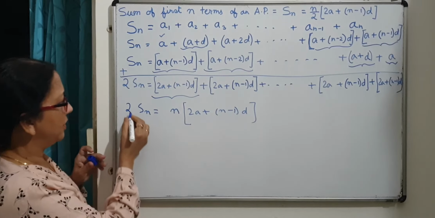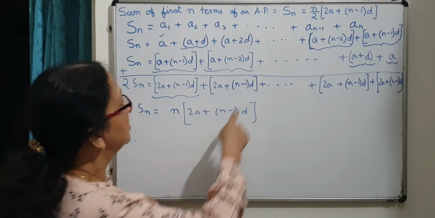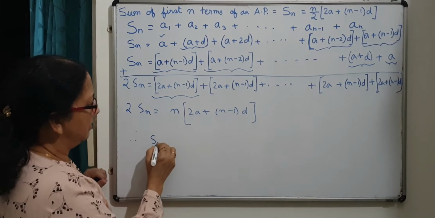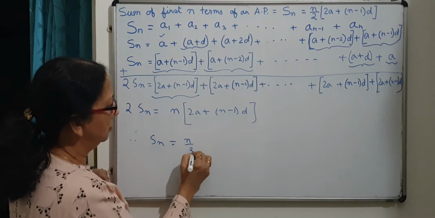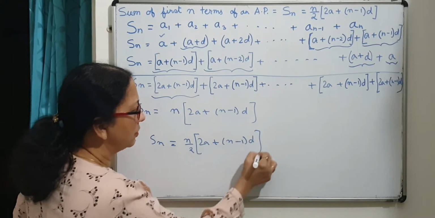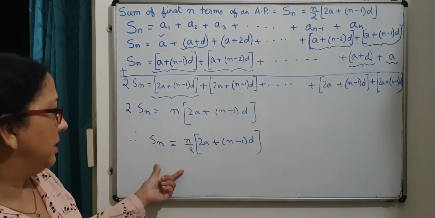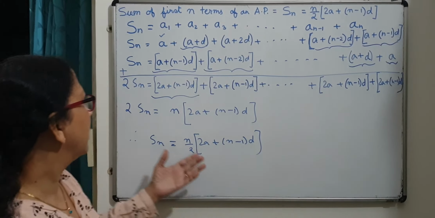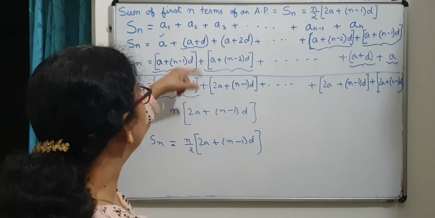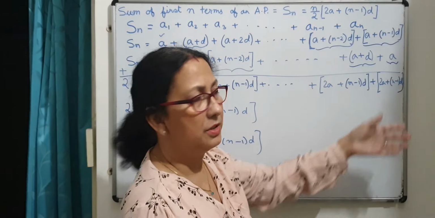So from this I can derive, therefore Sn will be divided by 2, I am getting the formula. Sn is n by 2 this. So in the next step, let me write down, divide by 2, so n by 2 twice a plus n minus 1 into d. So in this way we get the formula for the sum of first n terms of an AP, with a as the first term, d as the common difference. And this method is simple. That is writing this series in reverse order, then adding. And we observe we are getting identical terms.